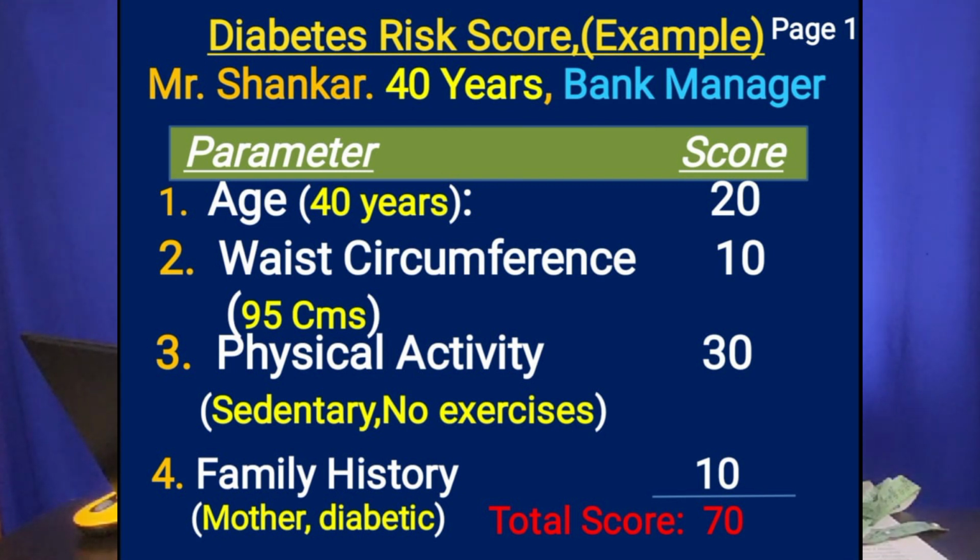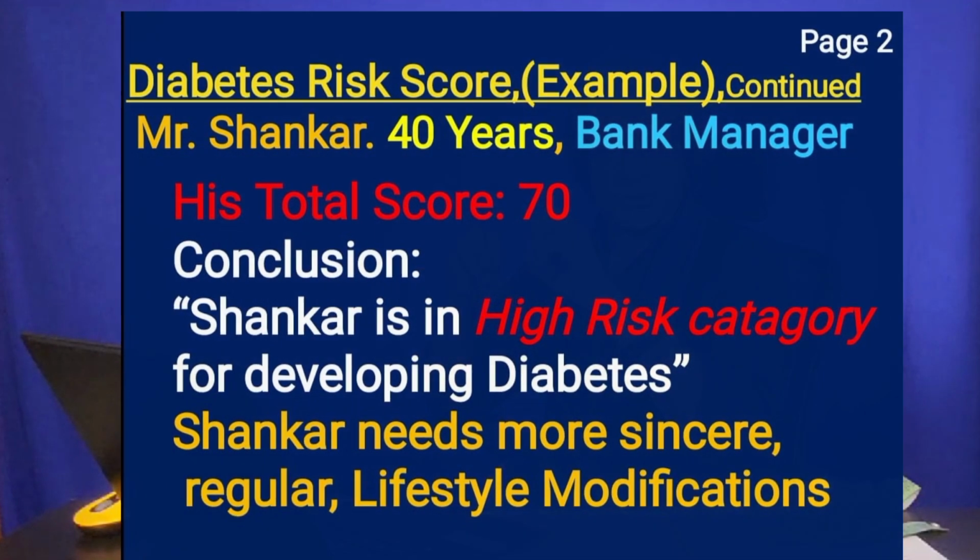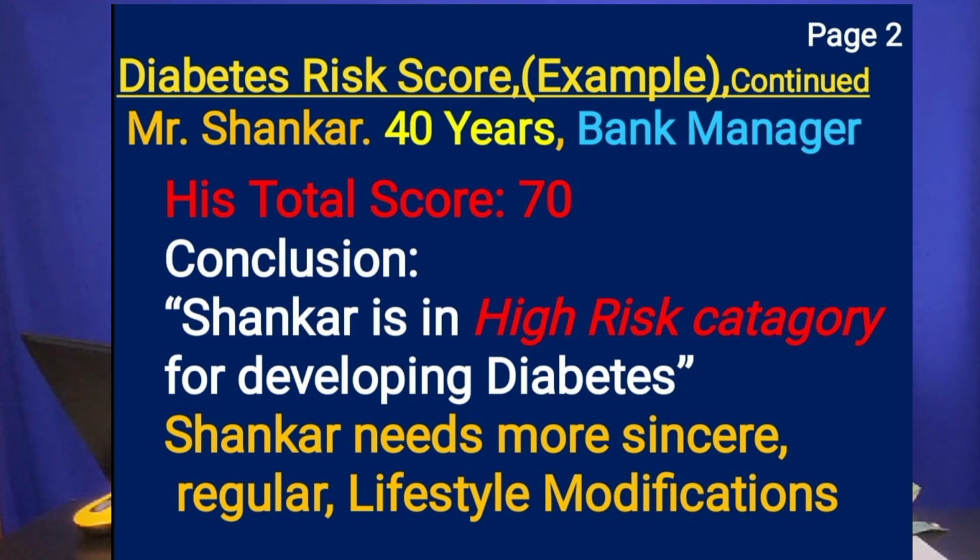So let us join all of them. Age 20, waist circumference 10, that comes to 30. Physical activity, no physical activity is 30, that makes 60, and family history, one parent, score is 10, total score is 70. More than 60 is higher risk. So this person has an extremely high risk of getting diabetes.